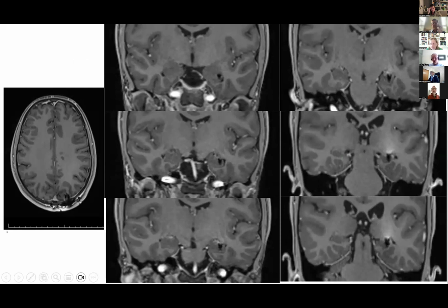Our entry point is a little bit more mesial than you would expect for a lead case, for instance. But in this way, you can get the whole hippocampus except for the tail.